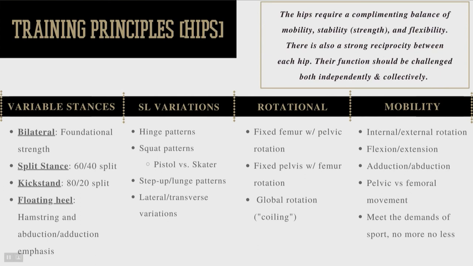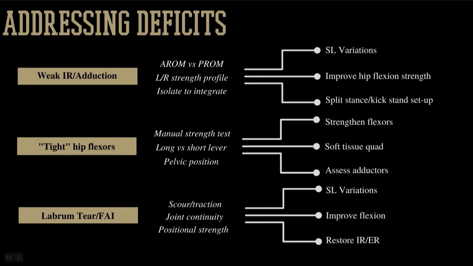But with all of that being said, as we've addressed, meet the demands of the sport, no more, no less. So if you have a catcher in baseball or softball, they're obviously going to have a much higher mobility demand than if you have your outfielders. So no need to apply mobility where it isn't needed for your athletic populations.